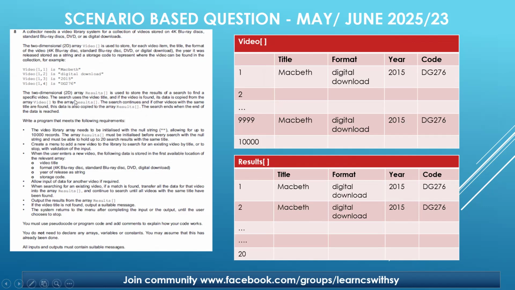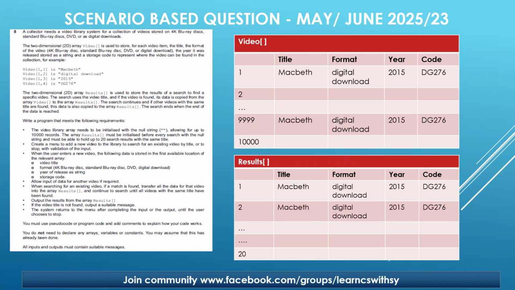Now, moving back to this, the search uses the video title, and if the video is found, its data is copied from the array video to the array results. The search continues, and if other videos with the same title are found, this data is also copied to the array results. Same thing as I explained you. Macbeth is appearing twice, as an example. So both the titles will be copied to the results array. I hope that that is very clear to all of us. Now, moving back to the question, the search ends when the end of the data is reached. So when the end of the data is reached, then the search will be terminating.